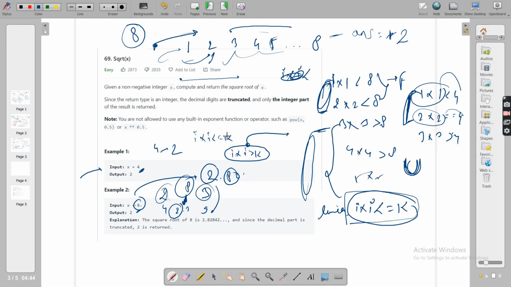Till what point will your favorable answer lie? I cross I is lesser than or equal to k. That's it guys, this is the hint. Now in linear search you can go one at a time. But what I am saying is that we can divide this into two spaces: this one can be your favorable, this one can be your unfavorable. So let's go for binary search directly, because we get the hint of it.